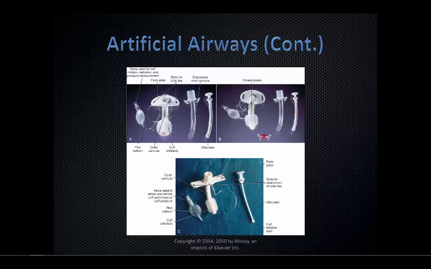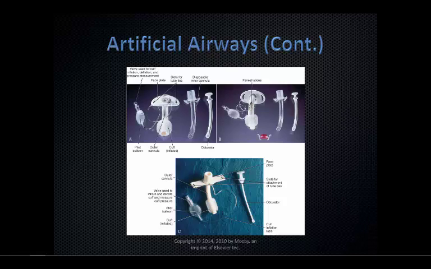Okay. Next up, here's a couple of pictures. On the right side, we have a type of tracheostomy called a fenestrated tracheostomy. And on the left side, we have your standard regular tracheostomy. The one on the right allows the patient to be able to speak.